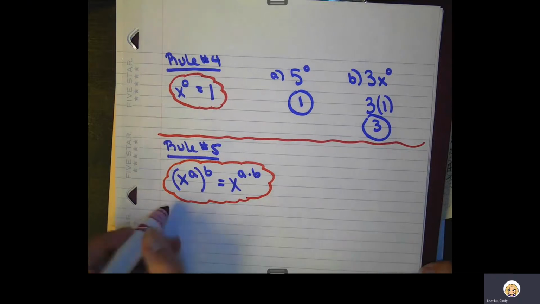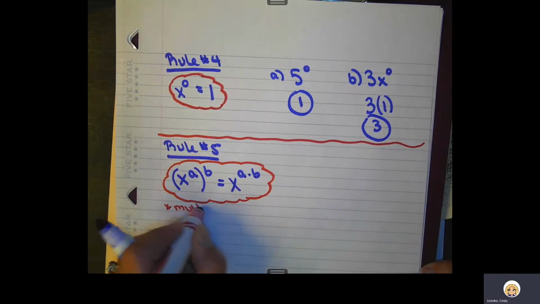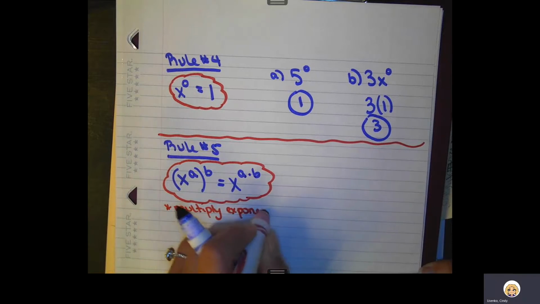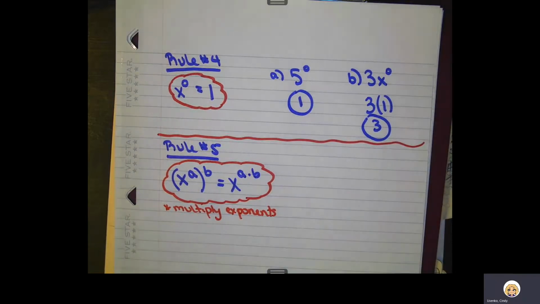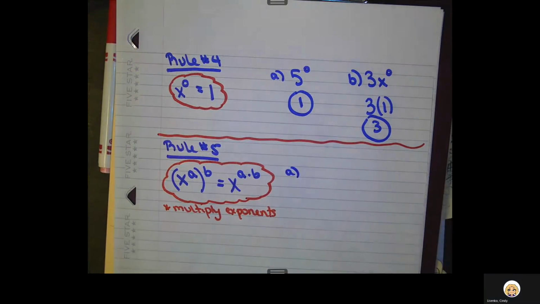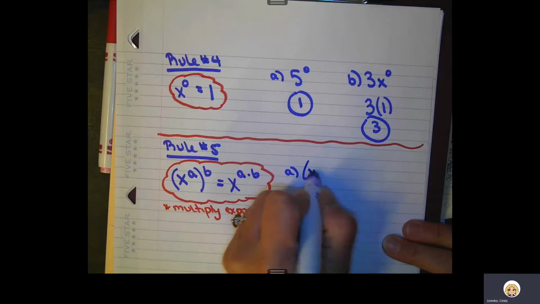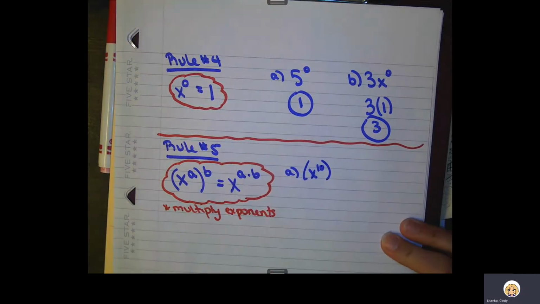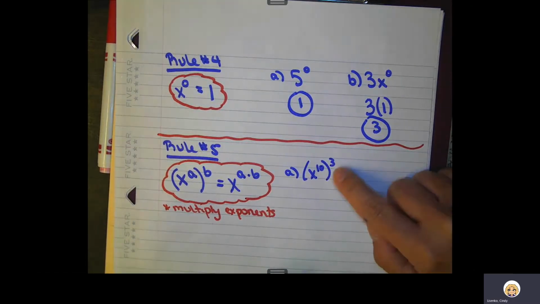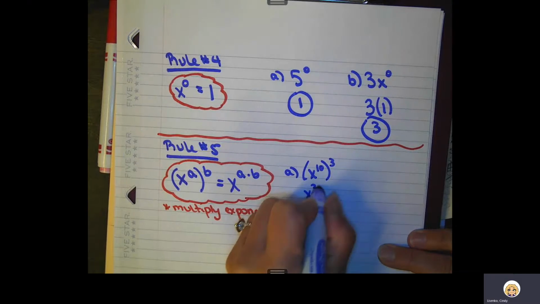And I'm going to write that underneath. Multiply exponents. I'll give you a couple of examples of those. So if we have in parentheses x to the 10th power, and then on the outside you have a 3. This 3 gets multiplied by all the exponents. So 3 times 10 is 30, so it becomes x to the 30th power.